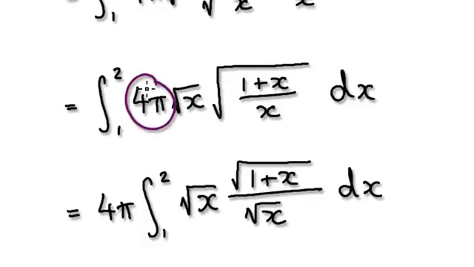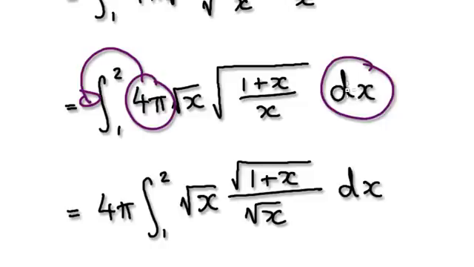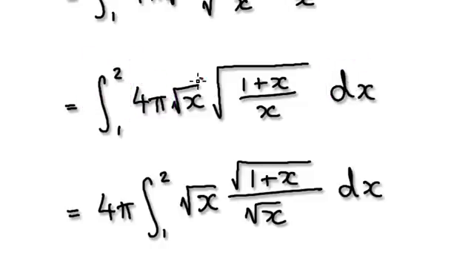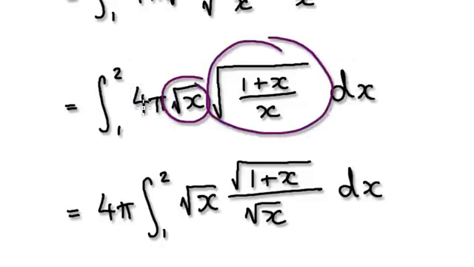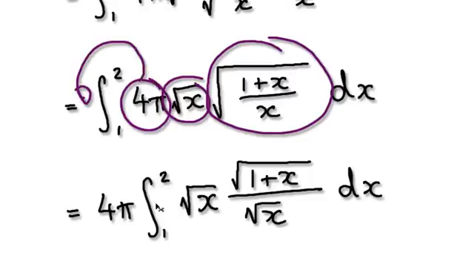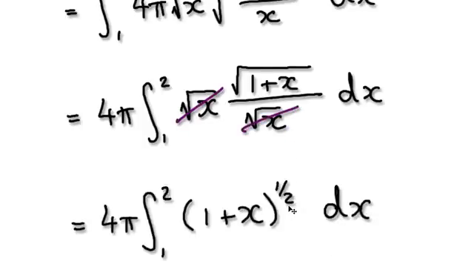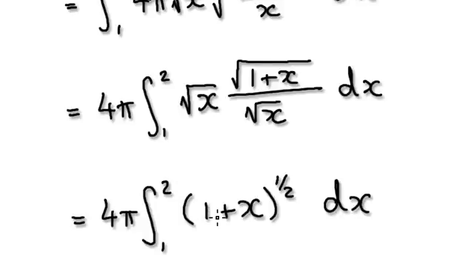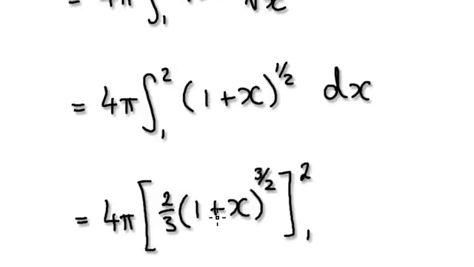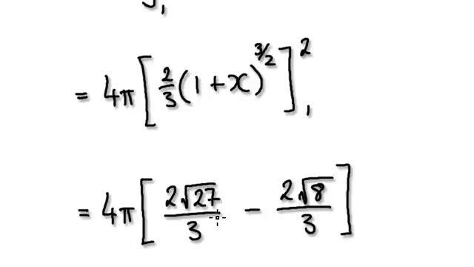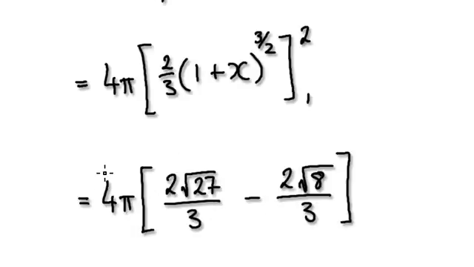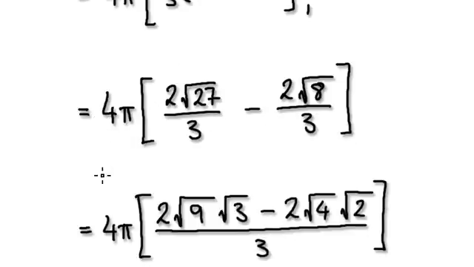This is a constant. Remember, we are integrating with respect to x. This here contains x, this here contains x, but this 4 pi doesn't contain x, so take it out here. And then this will cancel out with this. So that will then take you to here, and then integrate it. So integrate it, and then you will get to this stage, and it's just a matter of tidying it up.